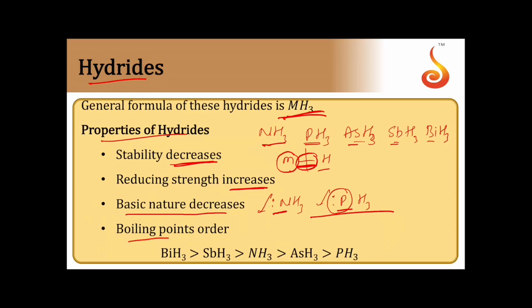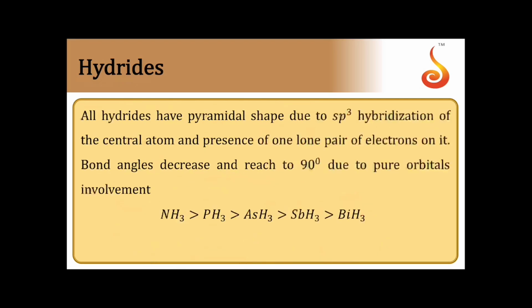Coming towards boiling points now. Boiling points among covalent molecules depend upon the molar mass. More the molar mass, more the van der Waals forces, more the boiling point. Therefore, we can see BiH3, being of higher molar mass, having a higher boiling point. But ammonia is exceptional because ammonia has hydrogen bonding. Thereby ammonia comes as an exception here. So the highest boiling point is NH3 and the least boiling point is PH3. This is the order of boiling points.